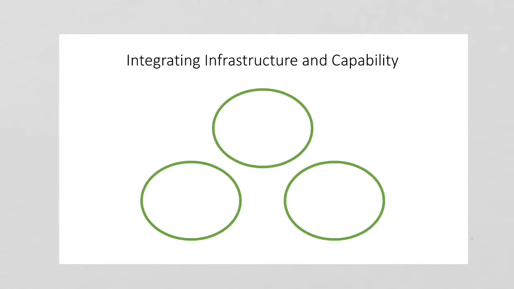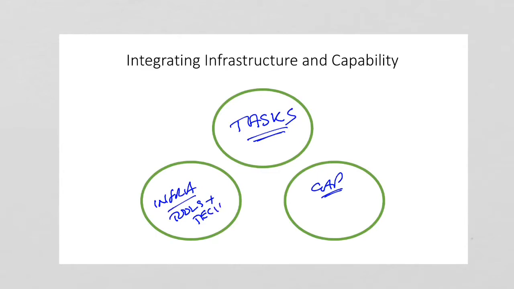So the three circles represent three different sets of activities. The top one are the tasks associated with the implementation of improvement. The other two are infrastructure and capability. And what this means is that the infrastructure are the tools and techniques used to provide the right guidance and help to implement the tasks.